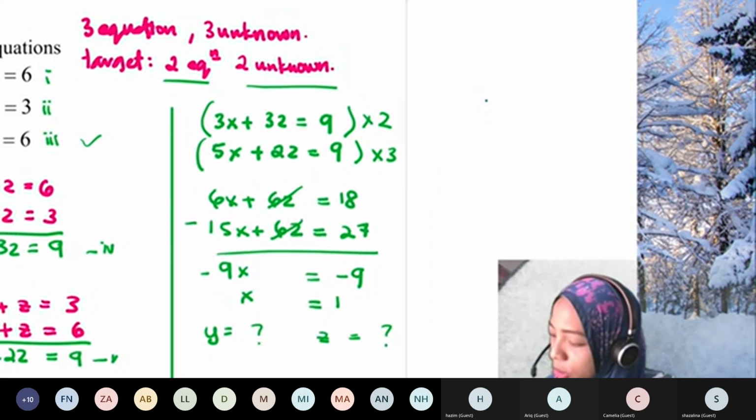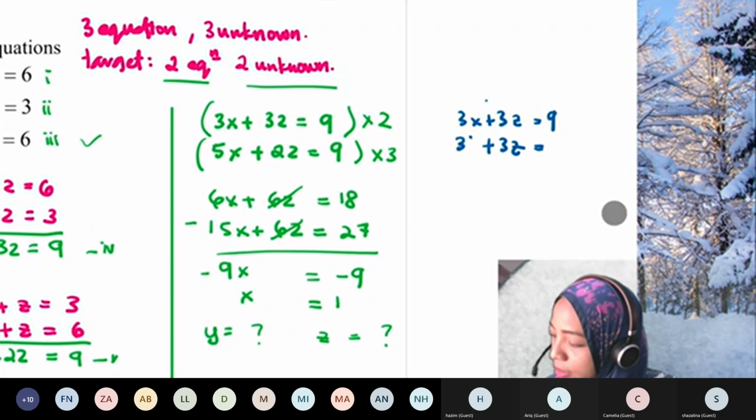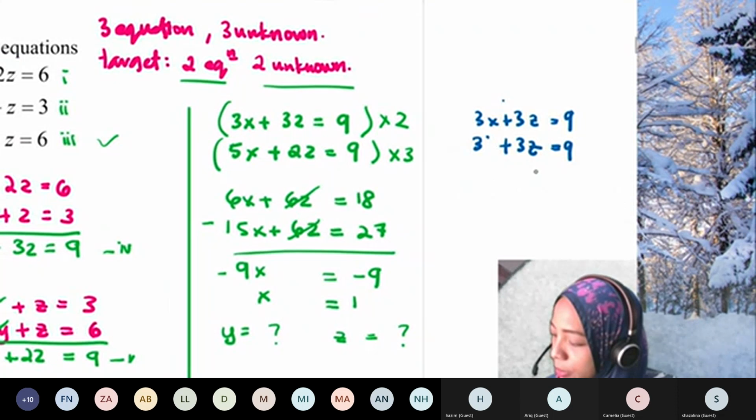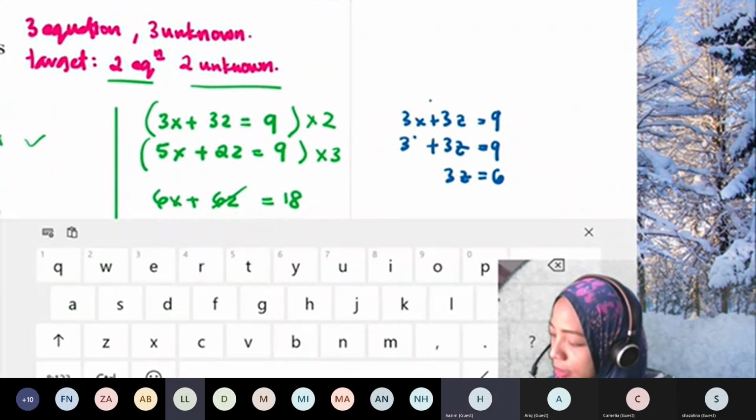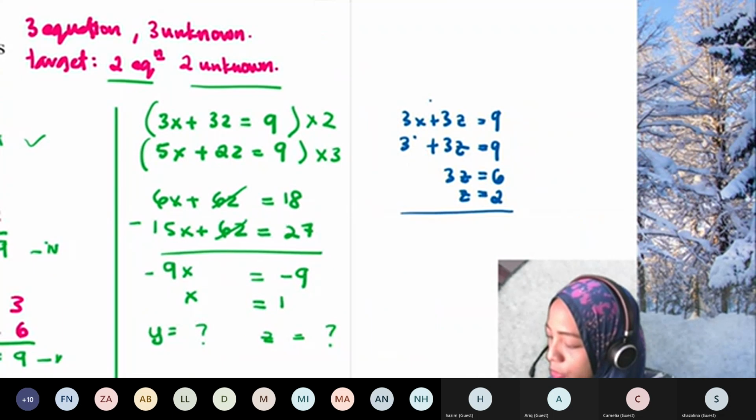3x. You can take the original 3x plus 3z equals to 9. 3 plus 3z equals to 9. What is it? Z equals to 2. Okay, good. And then y equals to?